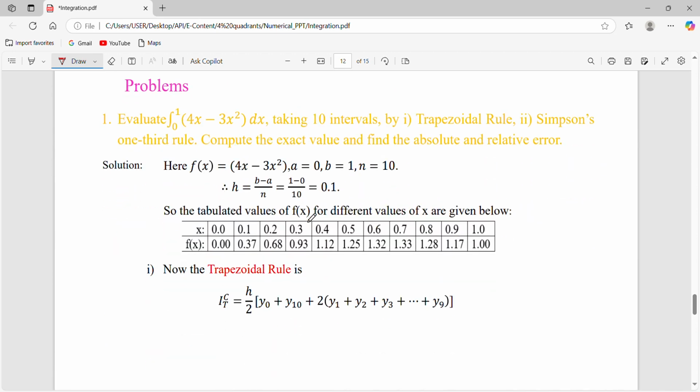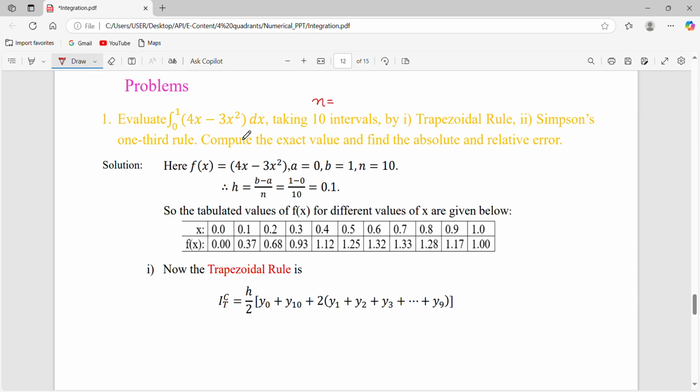Now the problem. Evaluate the integral from 0 to 1 of (4x minus 3x squared) dx taking 10 intervals. Ten intervals means n equal to 10, and it is even. By the trapezoidal rule and Simpson's one-third rule, compute the value, compare with the exact value, and find the absolute and relative error.